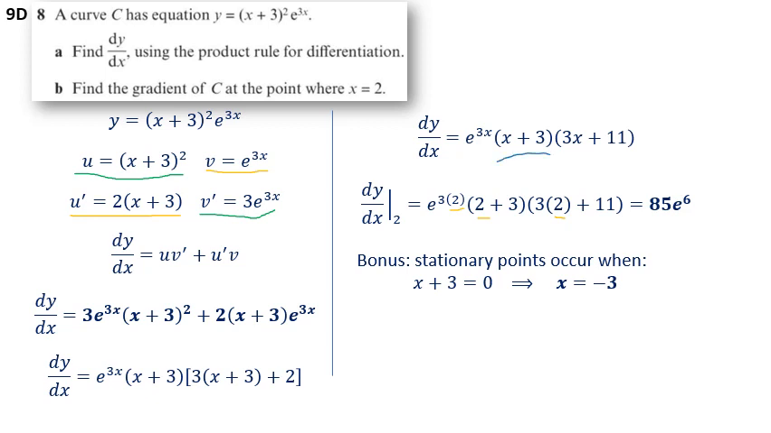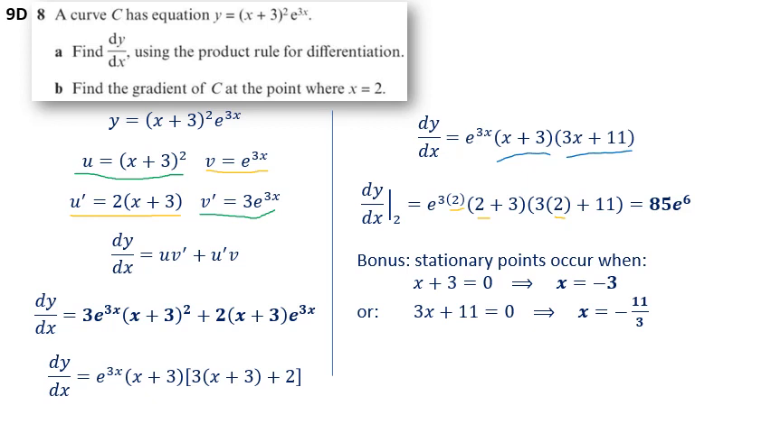And clearly we get a result, x equals minus 3. That would make dy by dx 0. But there's another factor. There's 3x add 11. So we can look at what happens when 3x add 11 is 0. We get x equals minus 11 thirds. So we found two different coordinates for stationary points.